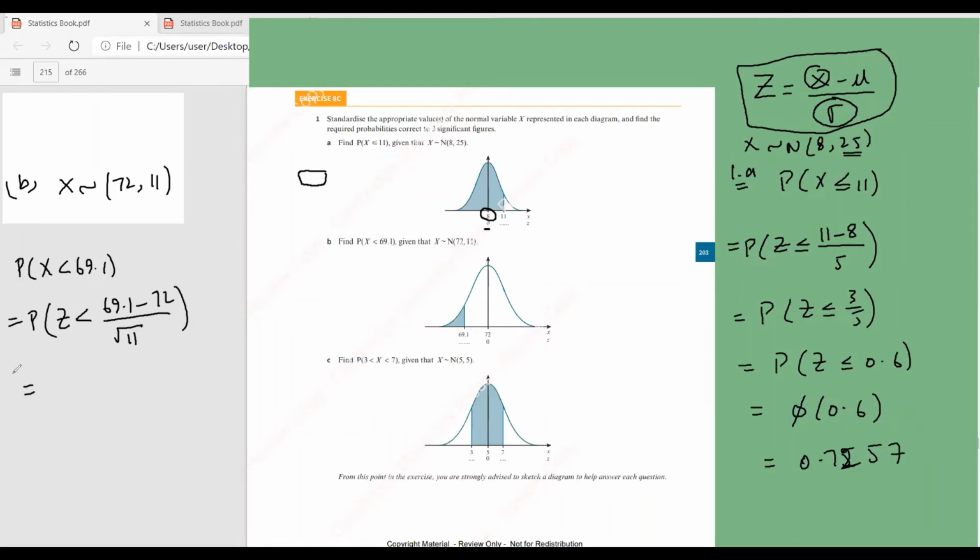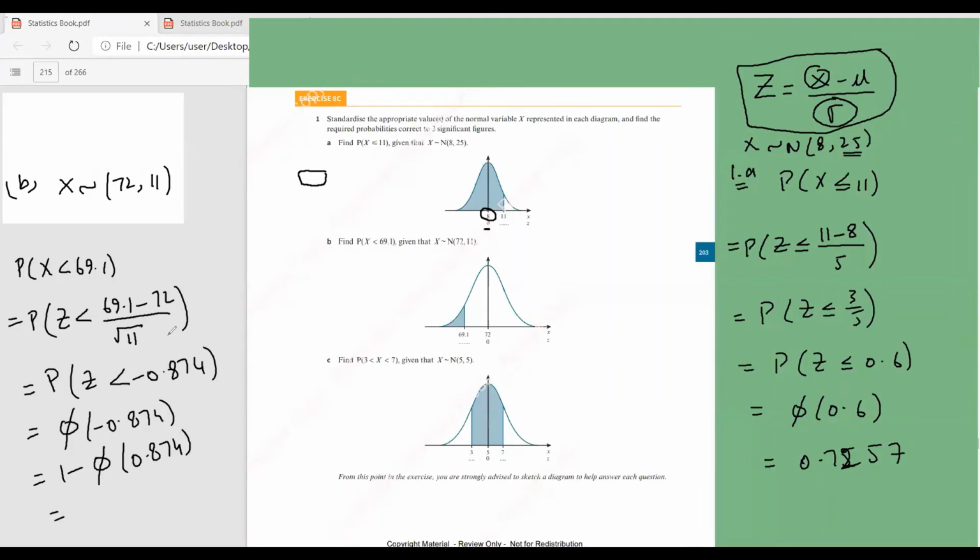So never forget this, okay? Let's find what this is. This is 69.1 minus 72, divided by the square root of 11. So we have minus 0.874. You had better write this correct to 3 decimal places. So z is less than minus 0.874, and you know that this is phi of minus 0.874, and that is 1 minus, you see this is your exercise 8b. This will be haunting you a lot today.